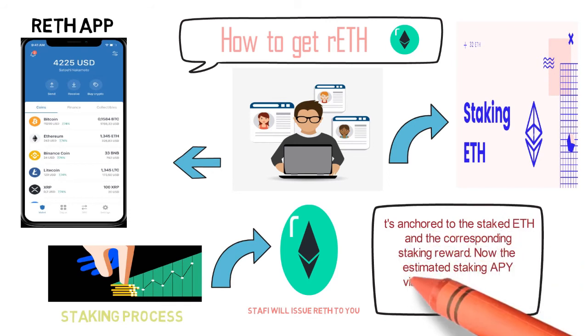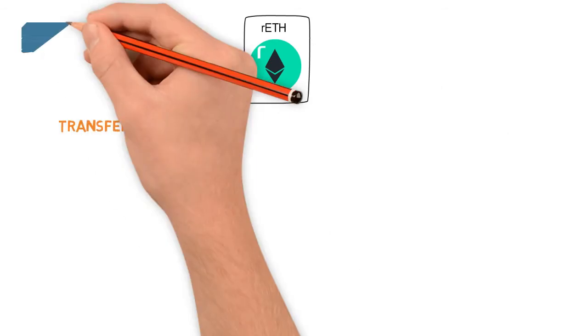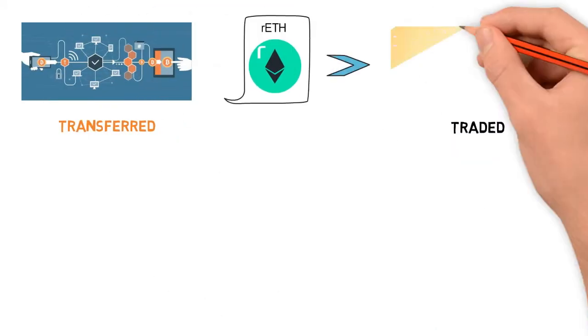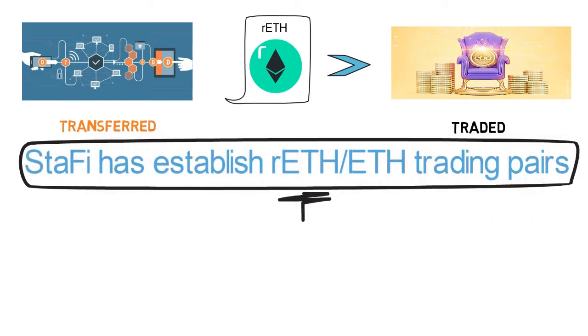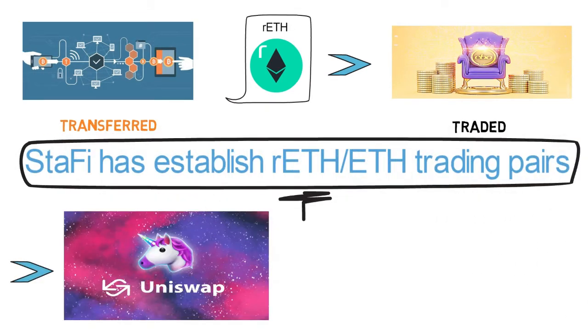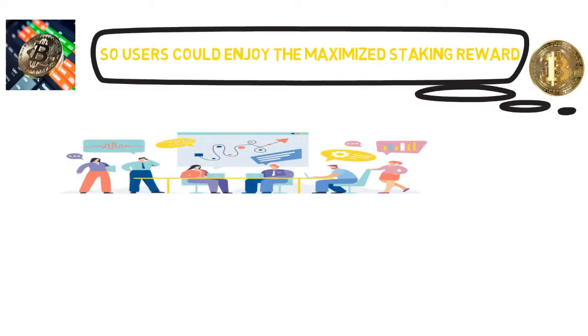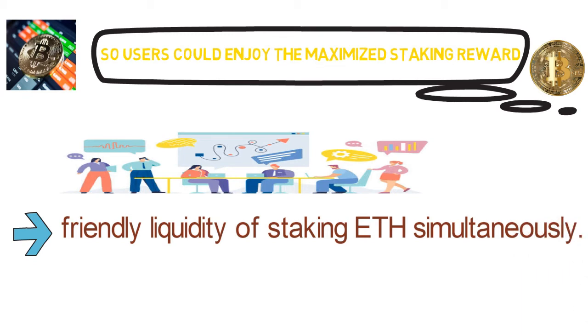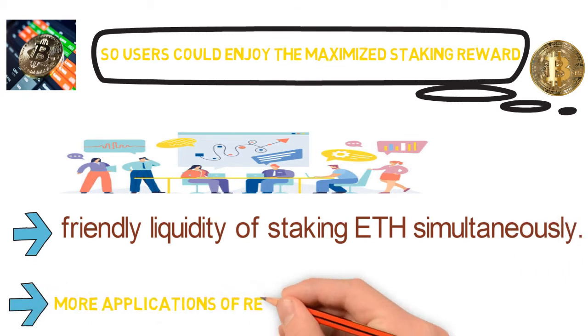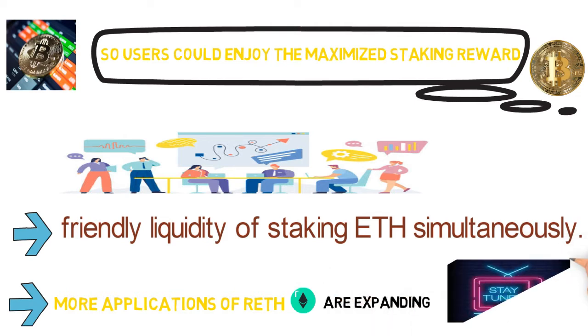Now, the estimated staking APY via rFIS is around 8.31%. And rETH can be freely transferred and traded. Stafi has established rETH/ETH trading pairs on Uniswap and Curve, so users could enjoy the maximized staking reward and friendly liquidity of staking FIS simultaneously. More applications of rETH are expanding. Please stay tuned.